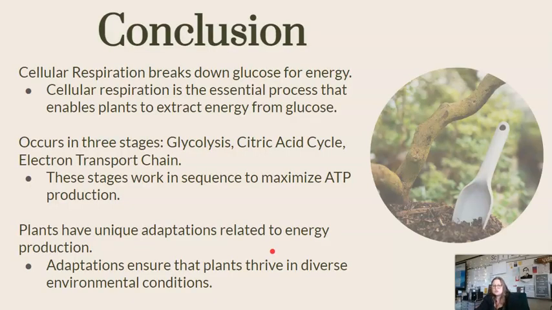In conclusion, cellular respiration breaks down glucose for energy. It's the essential process that enables plants to extract energy from glucose. It occurs in 3 stages: glycolysis, citric acid cycle, and electron transport chain. These stages work in sequence to maximize ATP production. And plants have unique adaptations related to energy production, and those adaptations ensure that plants can thrive in diverse environmental conditions.